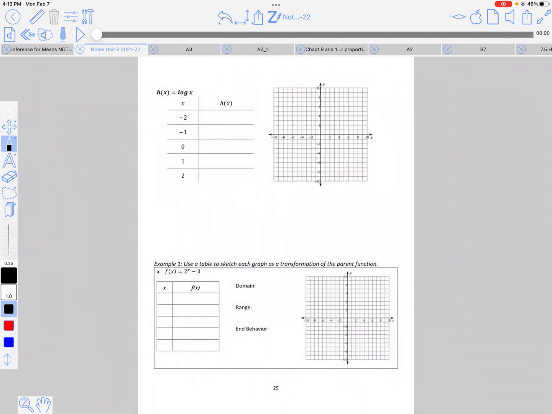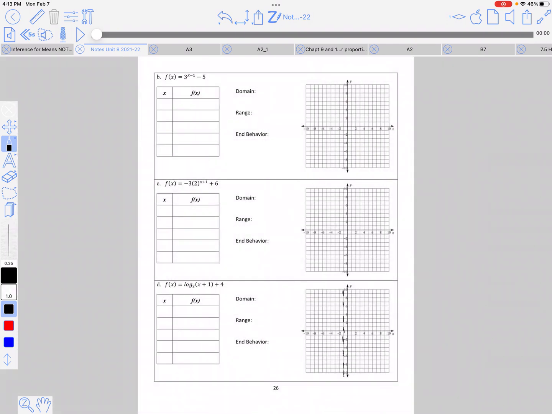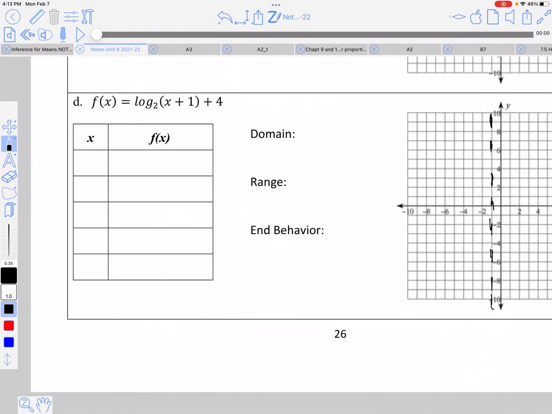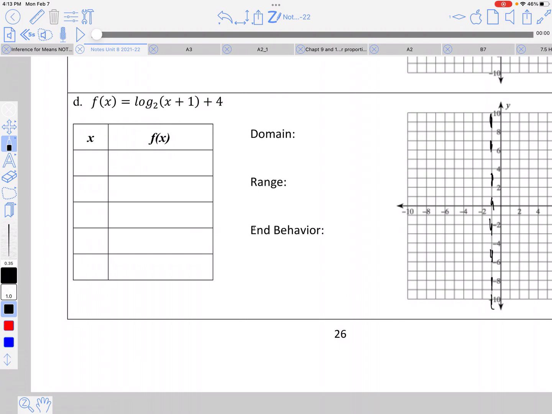So I'm going to show you a way to kind of speed this up and make it a little bit easier to work with. All right. So what we're going to do is we're first going to find our asymptote. So cross off end behavior on page 26 and write asymptote.